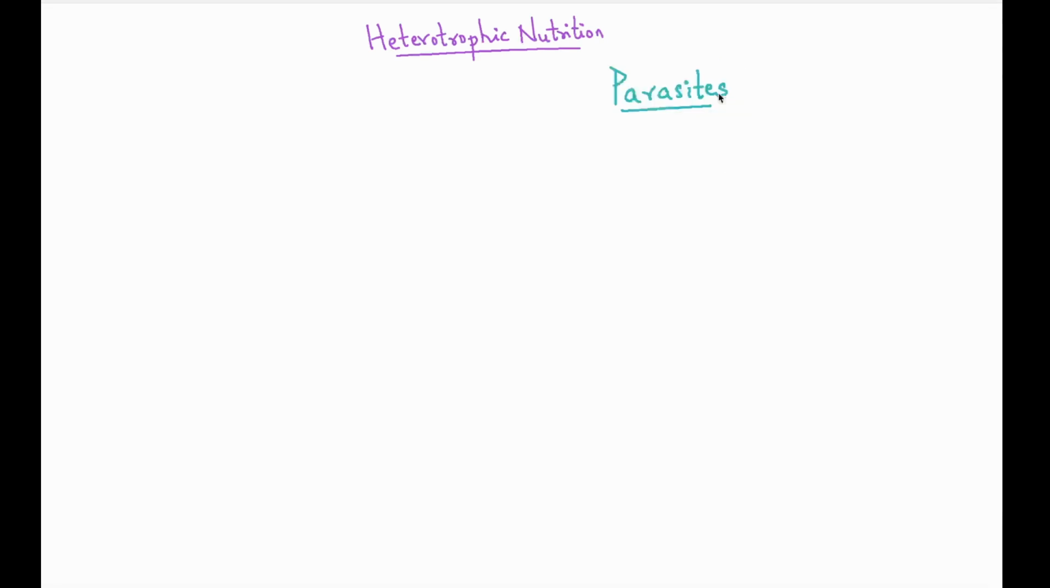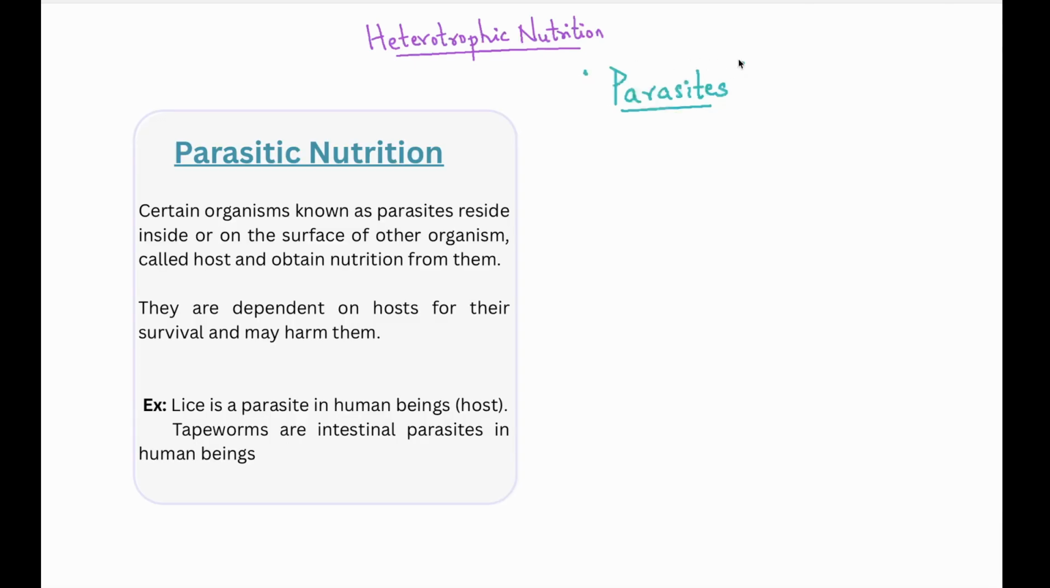The last one is parasitic nutrition. So here we have organisms that are called parasites. So these parasites usually live inside or outside the body of another organism, which is called the host. So parasites can either live inside or on the outer surface of the host and get their nutrition from the host. So these organisms are usually dependent on the host for their survival as they cannot prepare their own food.